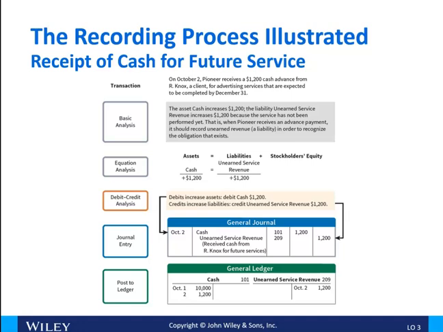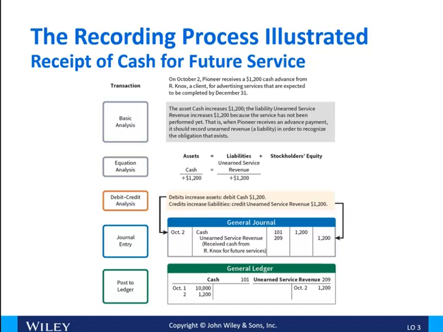Another example, Pioneer receives a $1,200 cash advance from R. Knox, a client, for advertising services that are expected to be completed by December 31st. In this case, the asset cash increases because we received the cash from the client. Now we have a new liability. It's called unearned service revenue. We'll talk more about that in other chapters, but just know that unearned service revenue is a liability. We're going to increase that liability by $1,200.